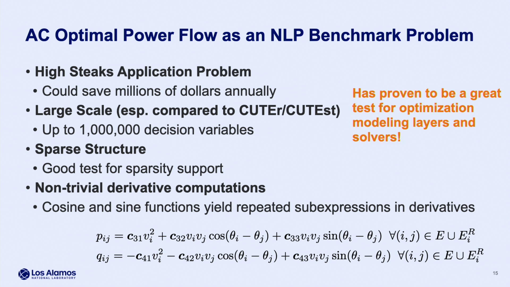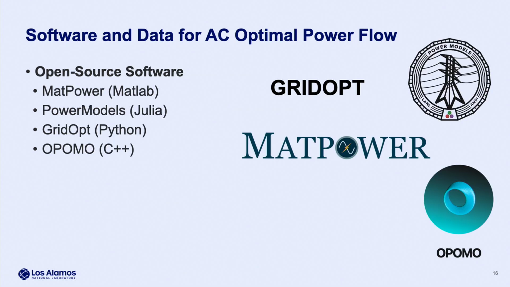So overall, this has proven to be an amazing benchmark, not just for the power systems community, but also for the optimization community. So if you want to solve these types of problems, what options do you have out there? There is a number of free open source tools. So probably everyone knows MatPower. I think that's the most famous one. PowerModels is what we've been building in Julia. There's a tool in Python called GridOpt. There might be some other ones. That's the one I know. And then there's also a not well-known tool in C++ called OPOMO, which was built by one of my colleagues at Los Alamos named Hassan Hijazi, based on a modeling layer he developed called Gravity. And we'll talk more about that in the next section.